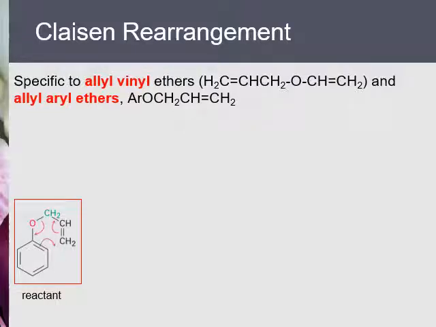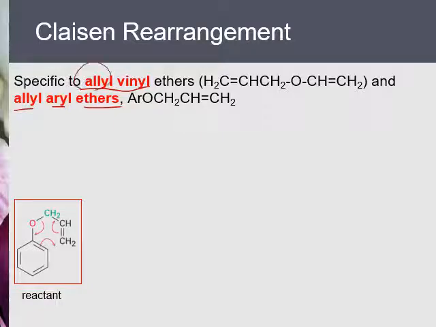As we have shown so far, ethers are unreactive and only undergo a few reactions. One is acidic cleavage of ethers. And here we will show another type of reaction called the Claisen rearrangement. This reaction is specific to allyl-vinyl or allyl-aryl ethers.